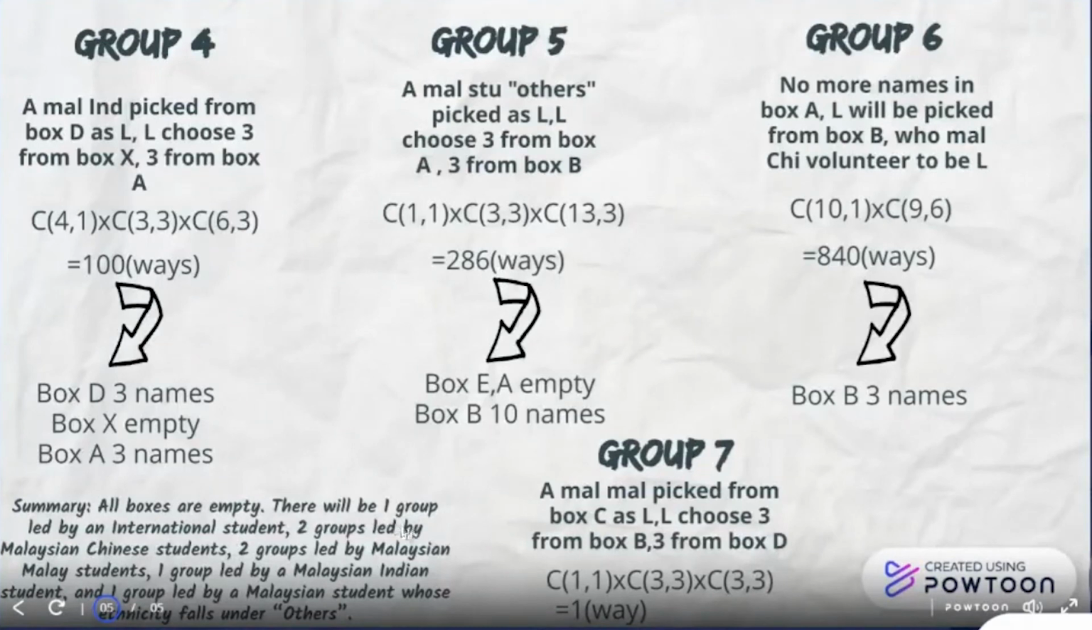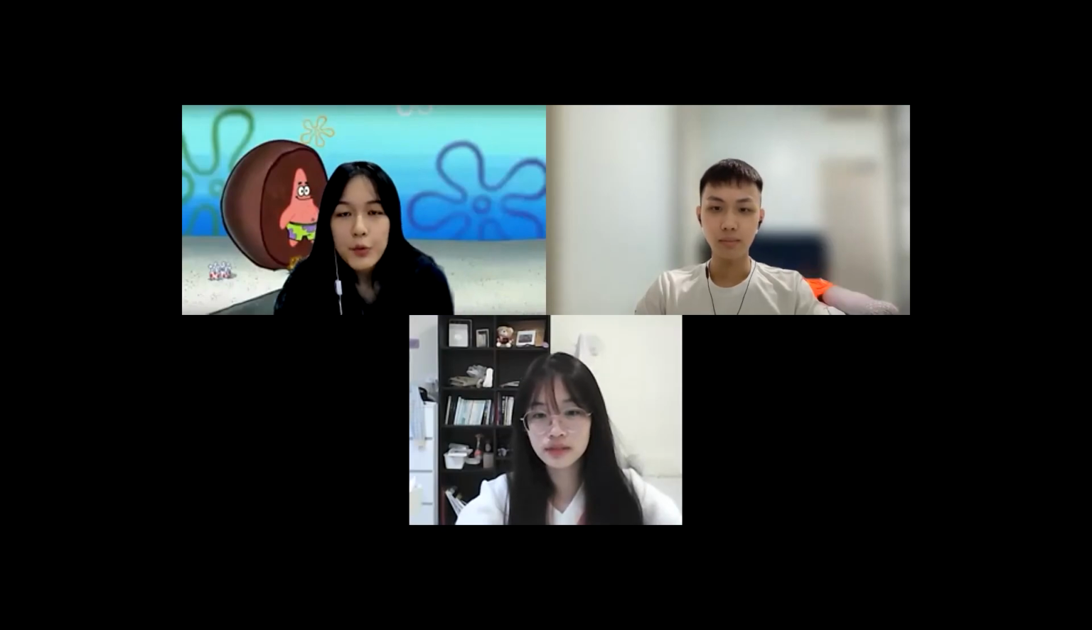There will be 1 group led by an international student, 2 groups led by Malaysian Chinese students, 2 groups led by Malaysian Malay students, 1 group led by a Malaysian Indian student, and 1 group led by a Malaysian student whose ethnicity falls under others. Wow, so we can really apply permutation and combination in our daily life. Yeah, we managed to use it to solve our real life problems.